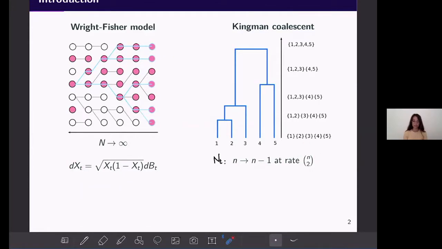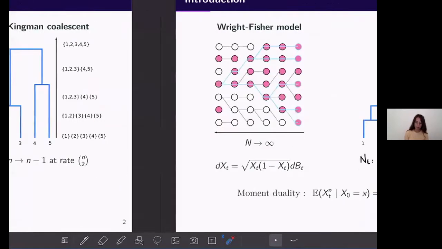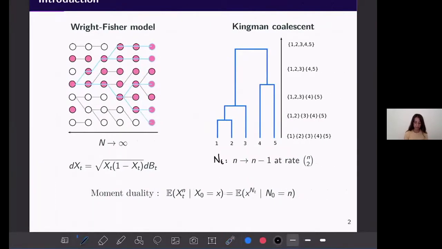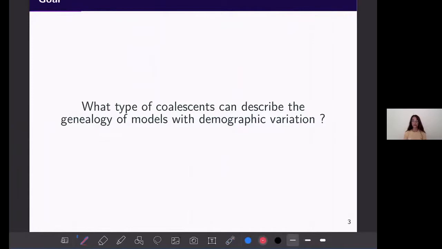These two processes, X and N, are extremely related. In particular, we have this moment duality relation, which relates the moments of the diffusion to the probability generating function of the block counting process. The kind of questions that we want to ask here is what happens to the genealogies when the population does not follow a Wright-Fisher model because it has a varying population size.